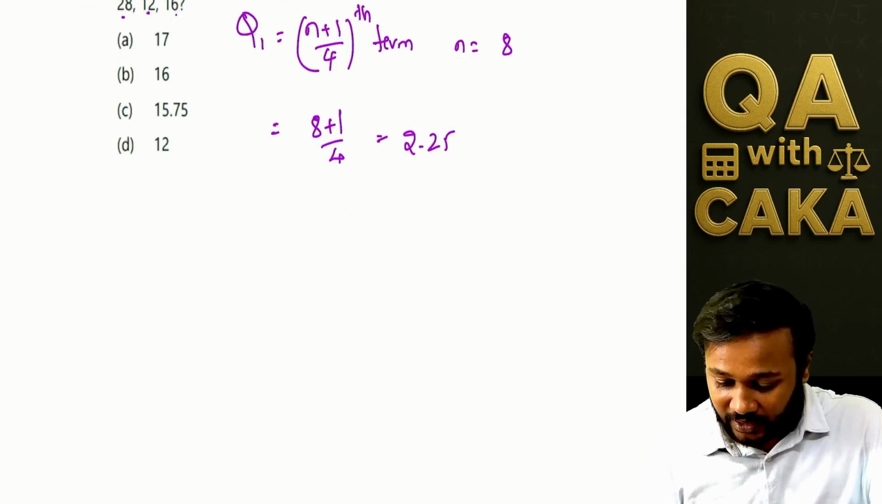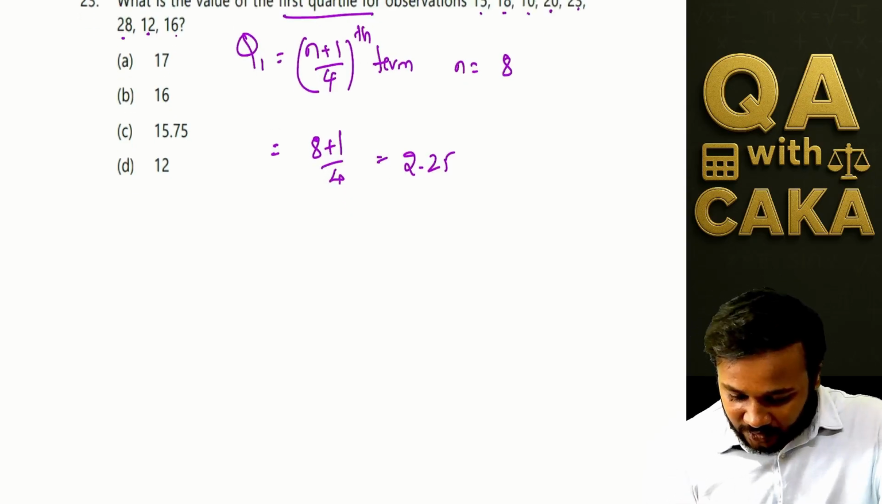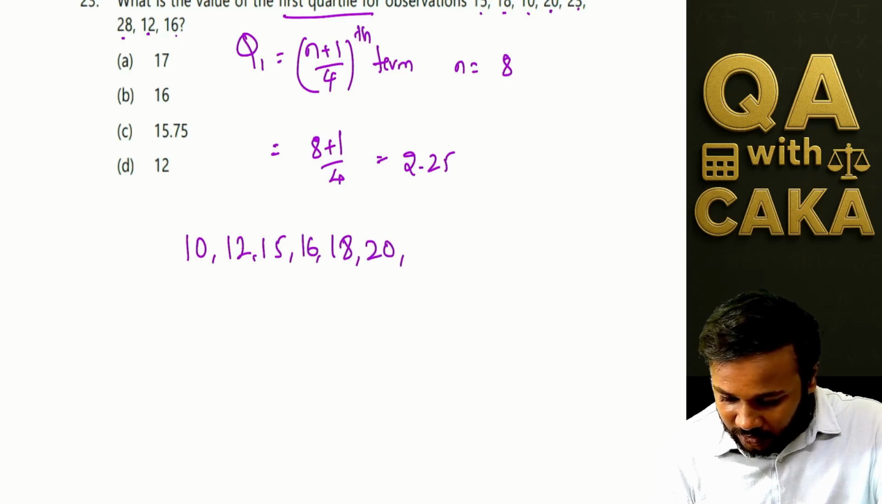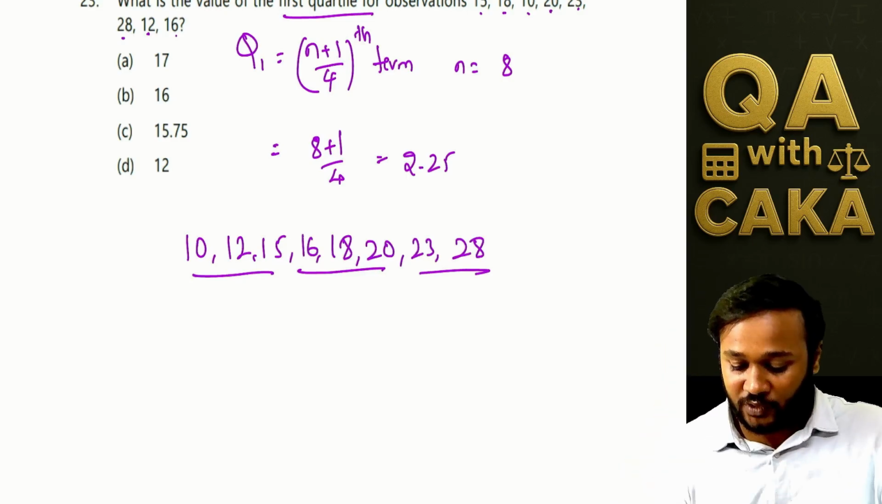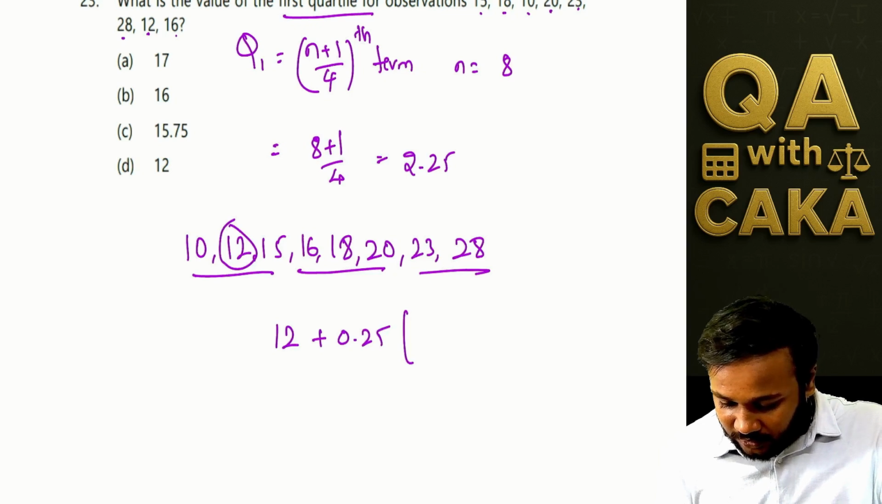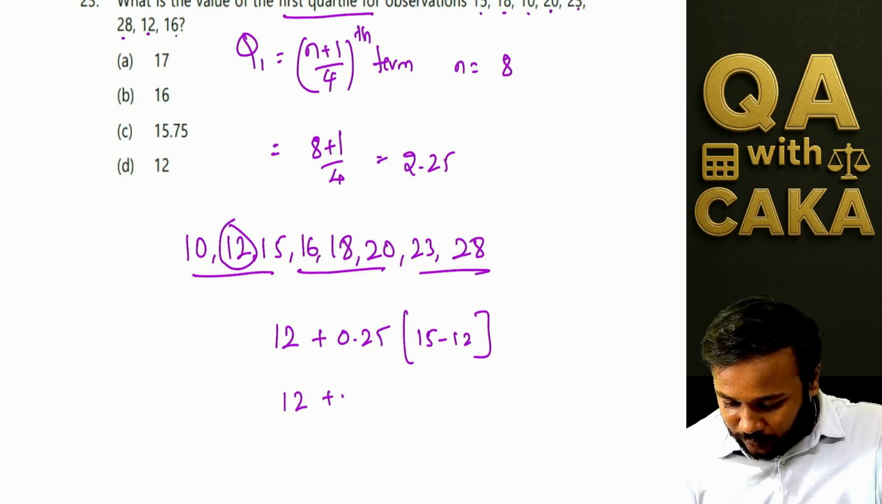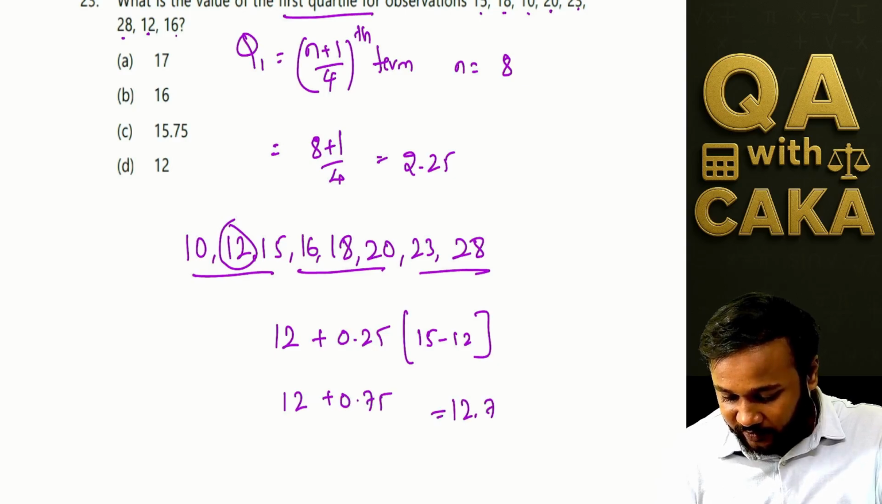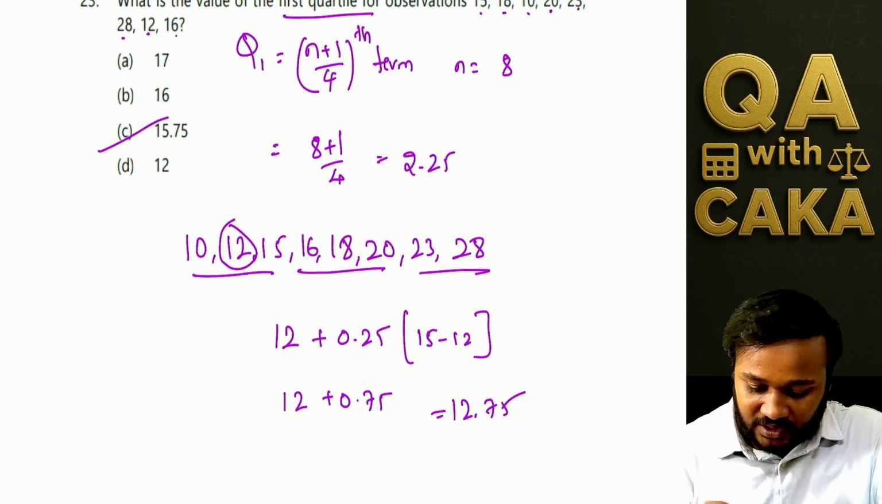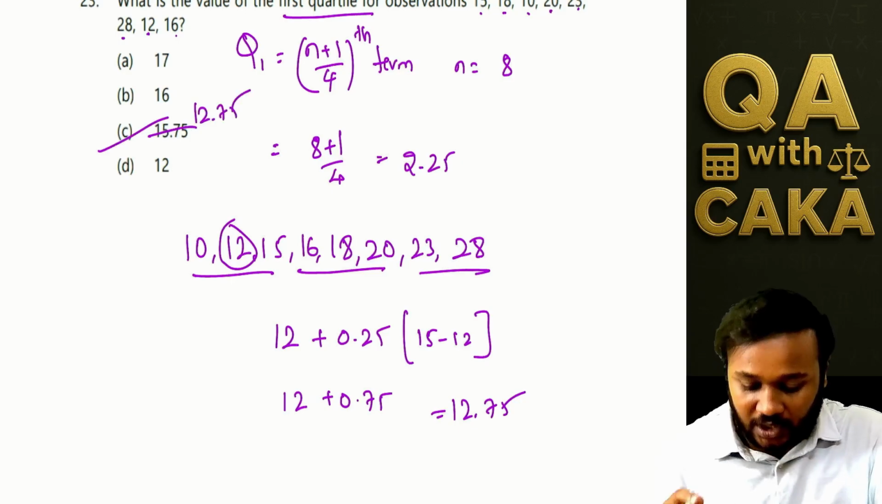No, no, no, no. Not 18. First, you need to write in the order. So 10, 12, 15, 16, 18, then 20, 23, 28. Yeah, done. Perfect. Now, second value, which is 12. So 12 plus 0.25, the third value minus second value. The 12 plus 0.75, which is 12.75. So the option should be 12.75. But if you see the answer, there is no 12.75. Maybe option C is the right answer. This is a typo error. 12.75 should be the answer.